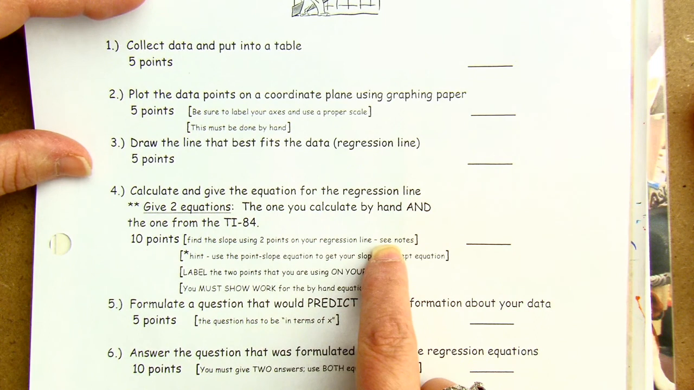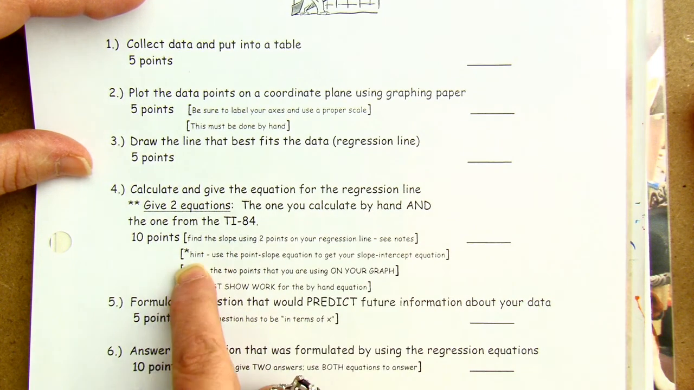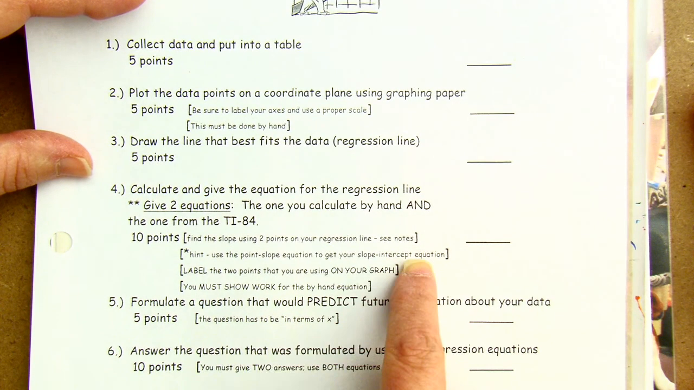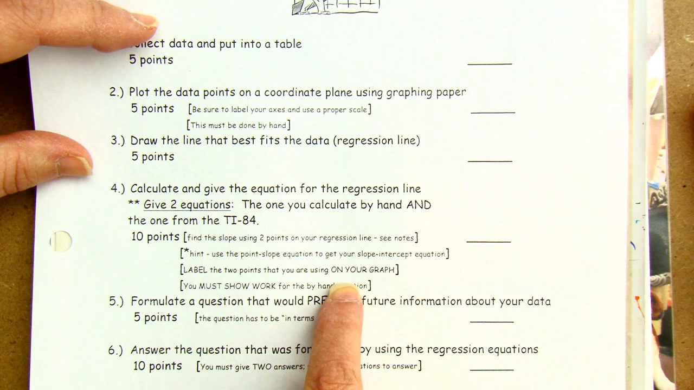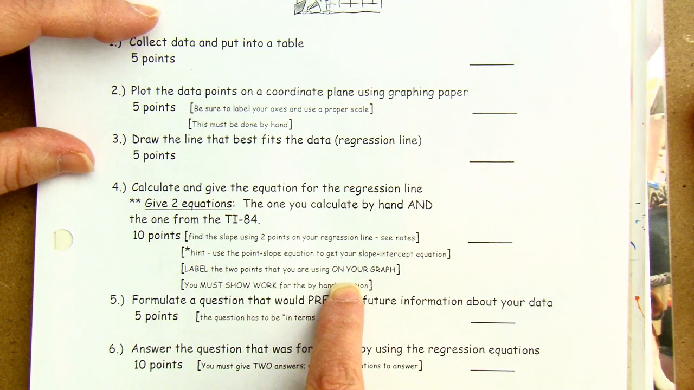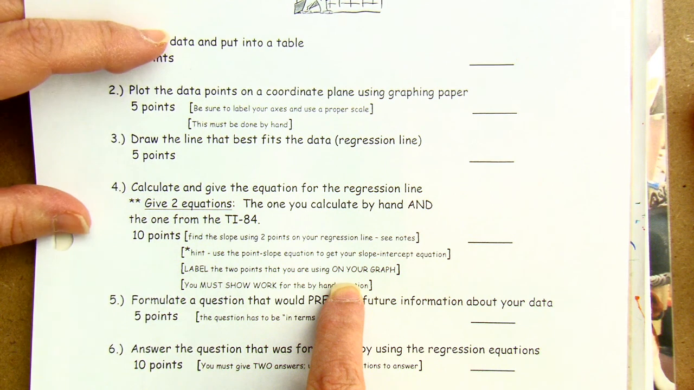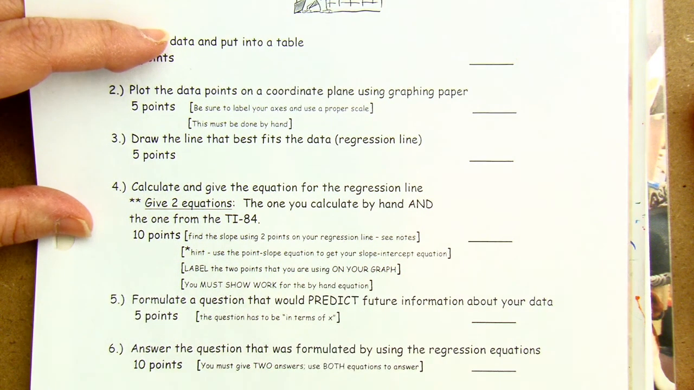You're going to find the slope using 2 points on your regression line. See your notes. Here's a hint. Use the point-slope equation to get your slope-intercept equation. You're going to label the 2 points that you're using on your graph. I want you to circle them like I did and identify the ordered pairs. Remember, you cannot use data points for this unless your line goes through a data point. And don't try to force your line to go through data points. You must show your work for the by-hand equation.